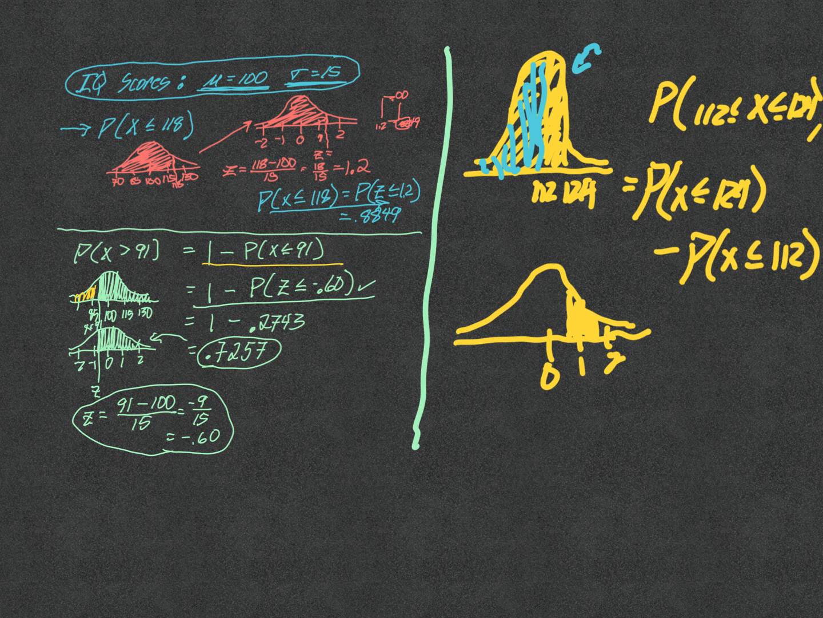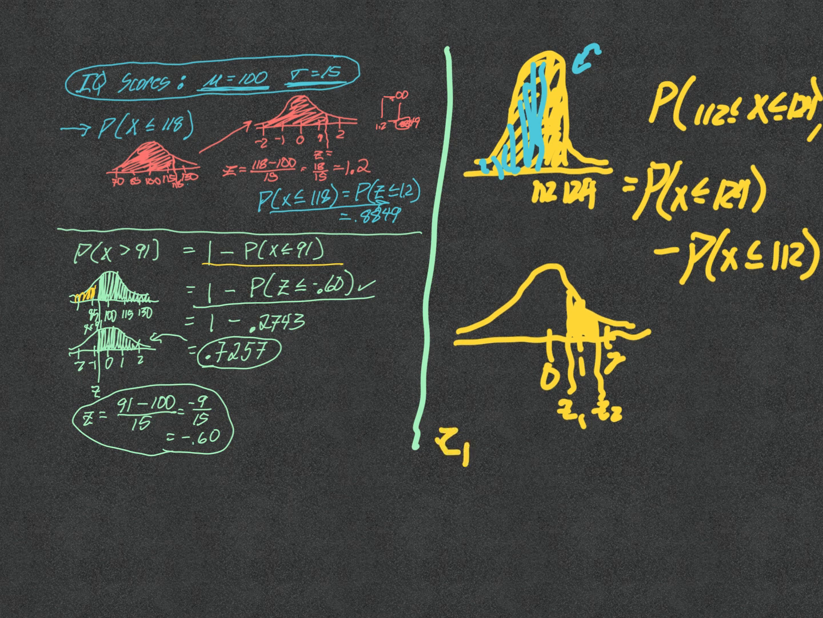And so the z values that we want to find, we'll call this z1, and we want to find z2. All right? And so z1 will be for the 112 and z2 will be for the 124. So we go ahead and we do the conversion.